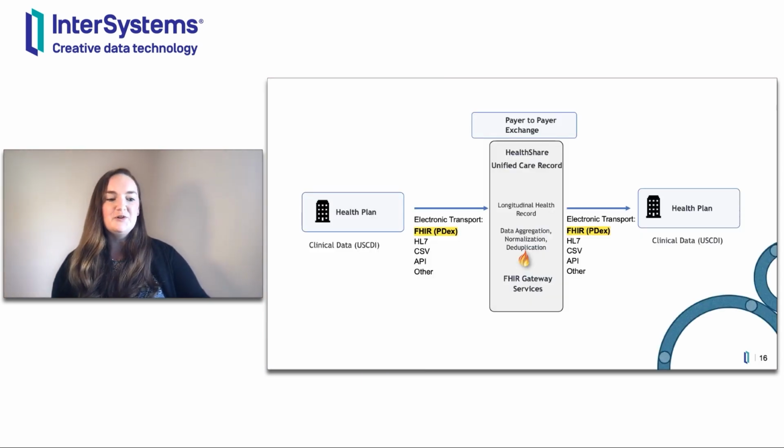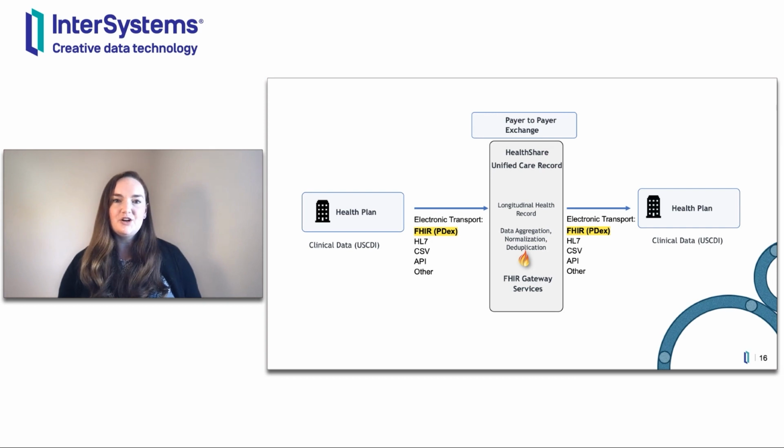Now, the CMS rule says that this exchange must occur via electronic transport and that the data must be incorporated into the patient record. And of course, this is exactly what the Unified Care Record is designed for, and we could already support this in a variety of ways. What we focused our attention on through enhancements was to support the Da Vinci PDEX implementation guide through FHIR, since this has shaken out to be the preferred industry best practice.